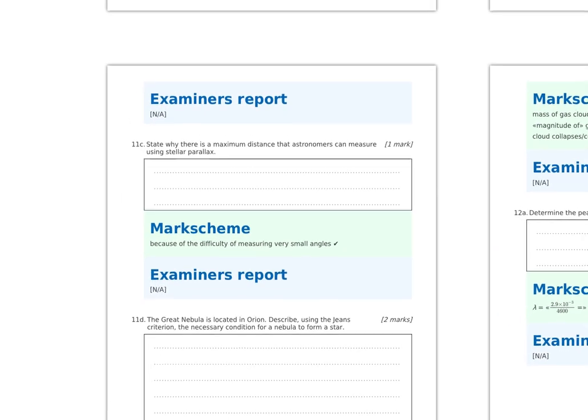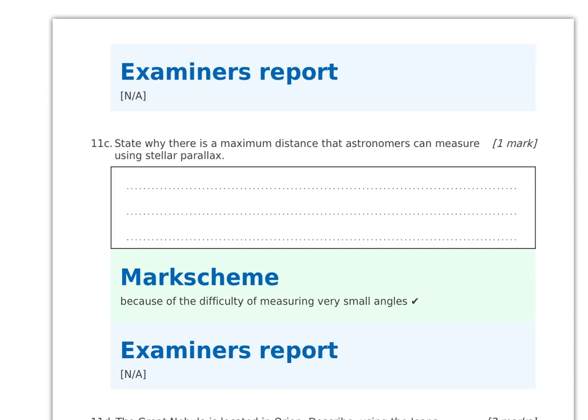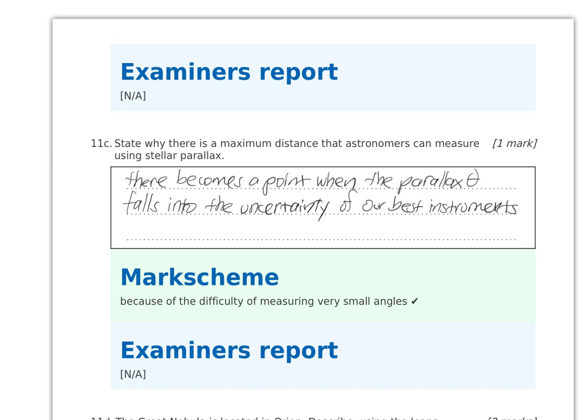Whatever, okay. So 11C. Maximum distance that astronomers can measure using stellar parallax. Mark scheme says difficulty of measuring very small angles. We can elaborate on that. So yeah, there becomes a point when that parallax angle for the star falls into the uncertainty of our best instruments. And so if your measurement is so small that it falls within the uncertainty, then you can't really say, like if your uncertainty is, you know, plus or minus 100%, then you basically have no precision at all, do you? So then, yeah, that becomes problematic.